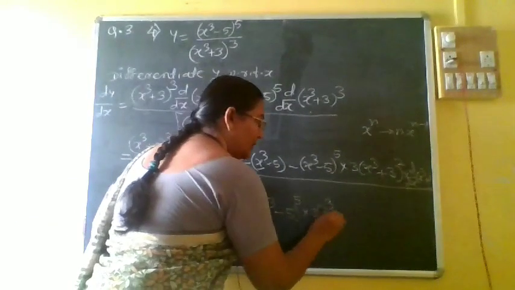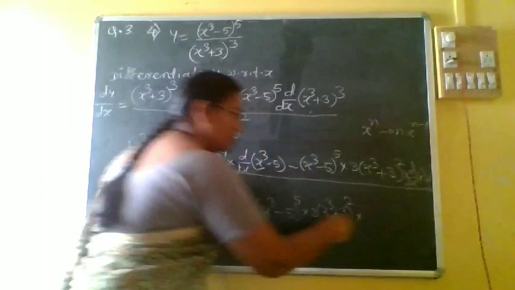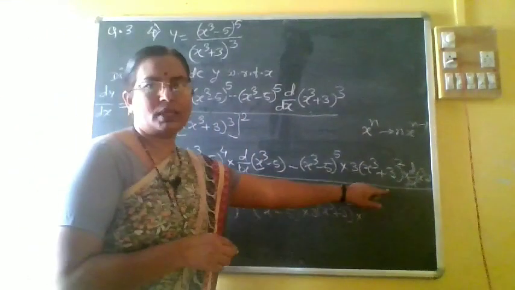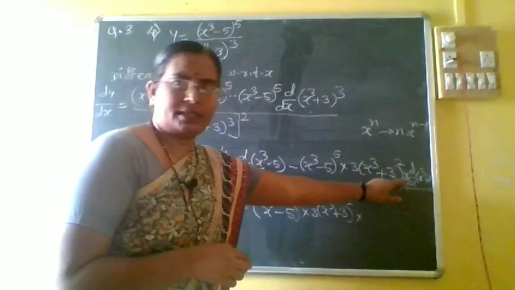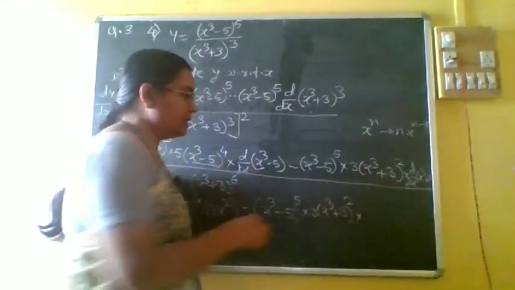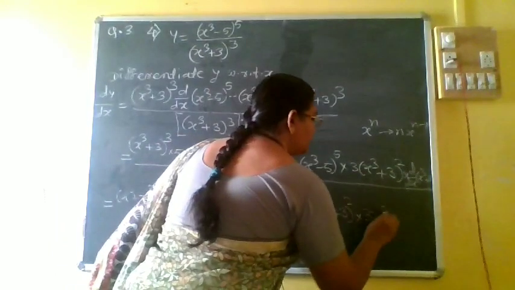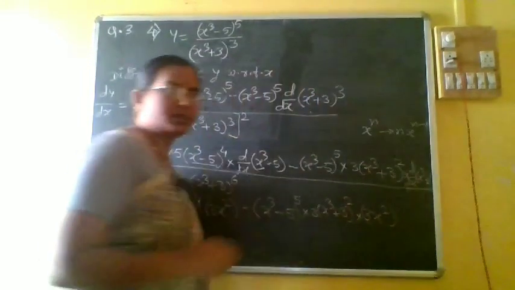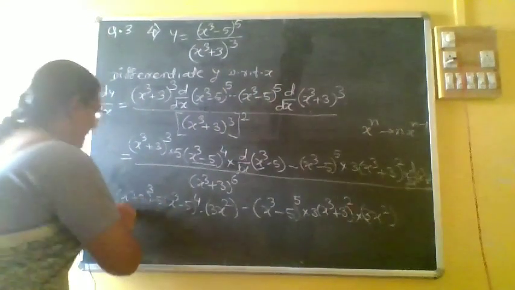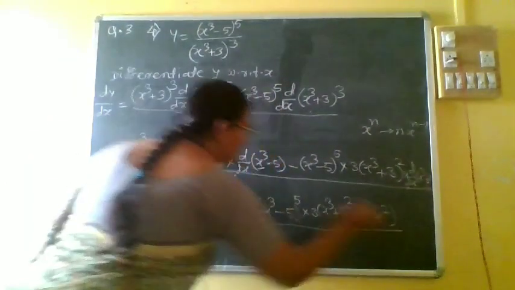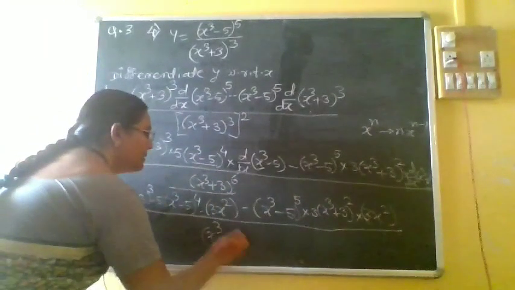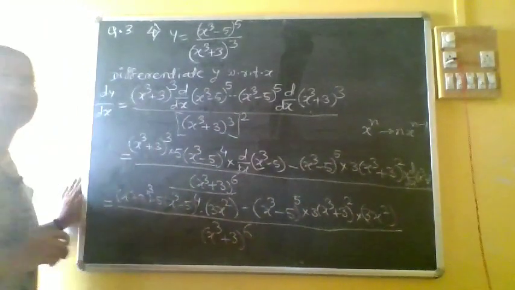(x cube plus 3) squared also as it is, and into the derivative of x cube plus 3. The derivative of x cube is 3x square, and plus 3 is a constant, therefore its derivative is 0, divided by this, keep as it is, (x cube plus 3) raised to 6.